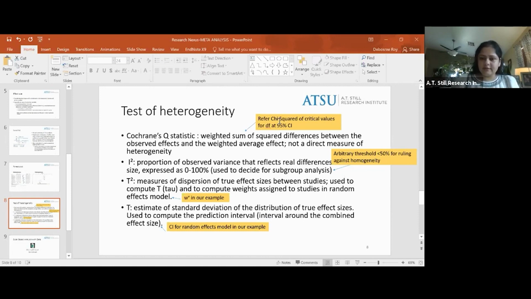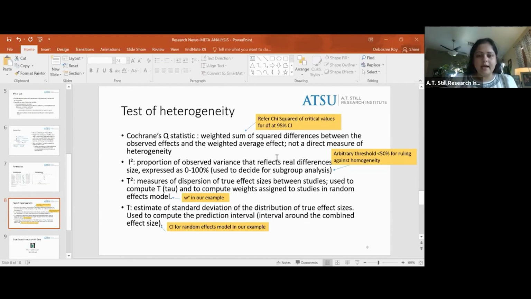So the degrees of freedom is the number of studies minus 1. Depending on the degrees of freedom, you have to find out the critical value at 95% from a chi-square table. So you have critical values at 0.1 through 1, and we usually go with alpha at 0.05, which is the 95% CI.